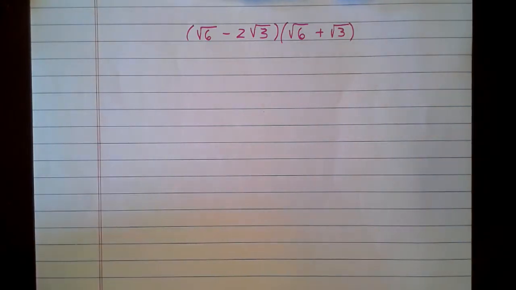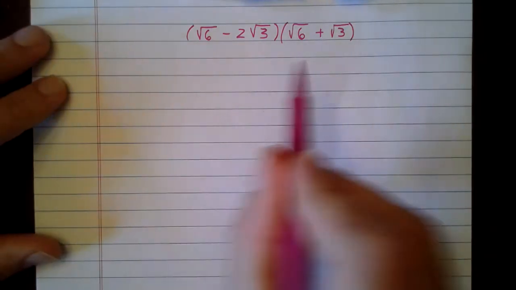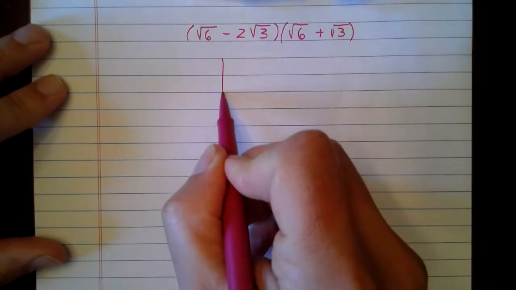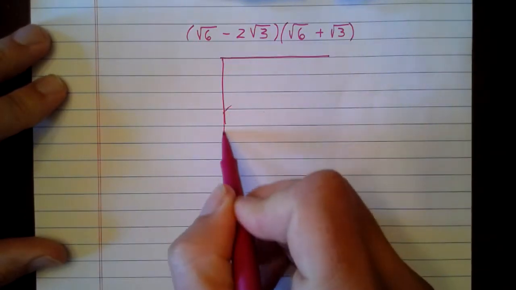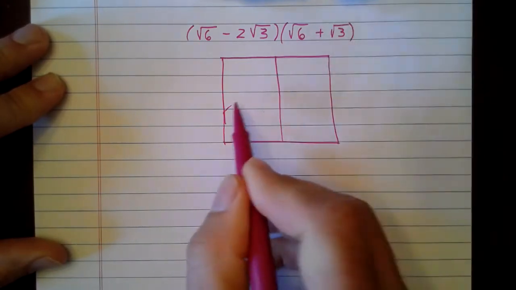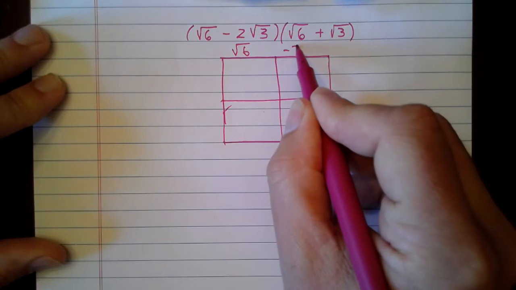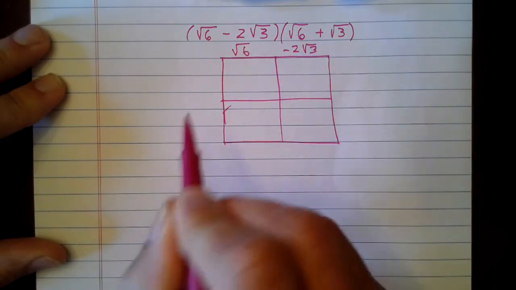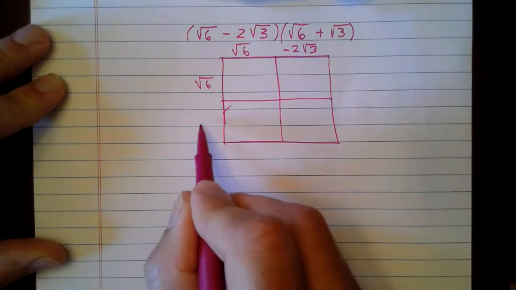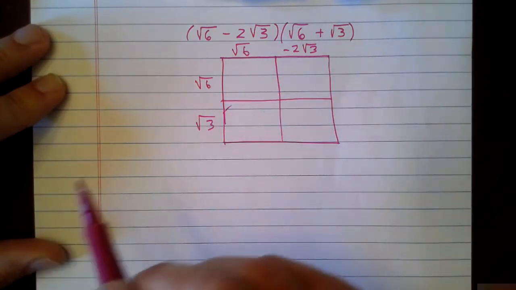So in order to treat this as two binomials, we can make an area model to multiply these two different expressions. All right. So what I'll do is I'll draw a pretty fairly large square here, cut it in half, cut it in half, and I'm going to put my root 6 up here, my negative 2 root 3 up top. I'll put my root 6 from the second one here, and then my root 3 on the bottom here. I'll multiply as an area model.